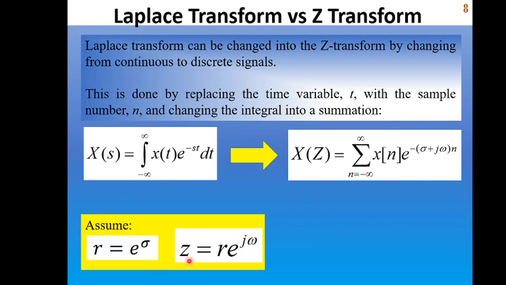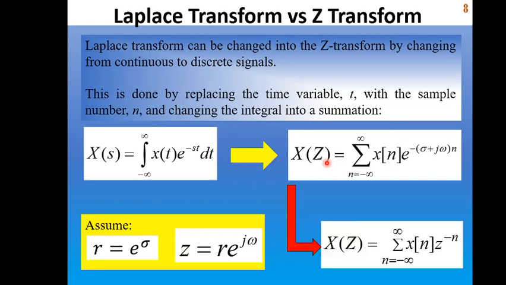Now let us assume r equal to e to the power sigma and z equal to r times e to the power j omega. After replacing these values into this equation, Z transform of the discrete time signal x of n becomes the summation of these two terms from negative infinity to infinity.